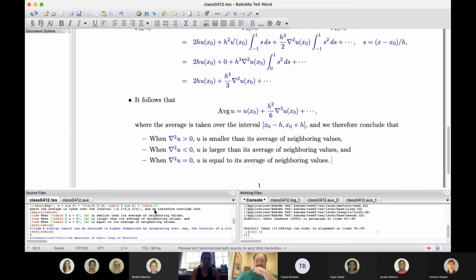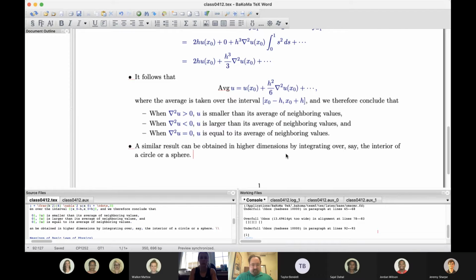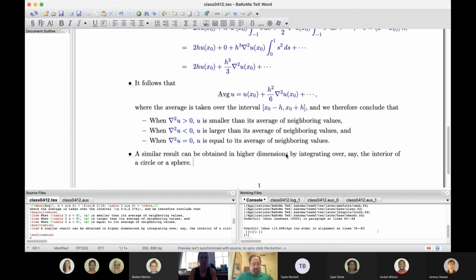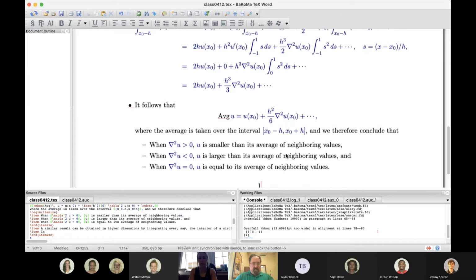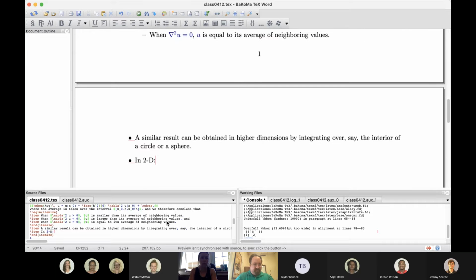Now, what I showed you here was just one space dimension, but if you integrate over the disk for 2 dimensions, or a ball over the interior of a sphere in 3 dimensions, then you wind up with the same kind of result. And I actually want to take a little time to show you that in 2 dimensions.